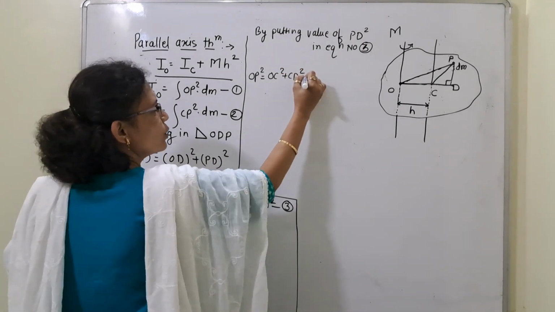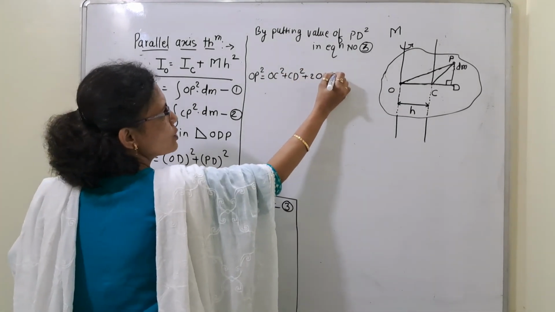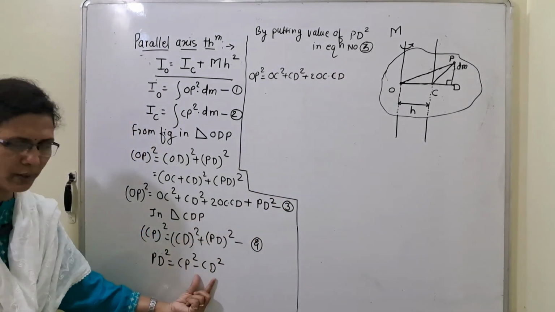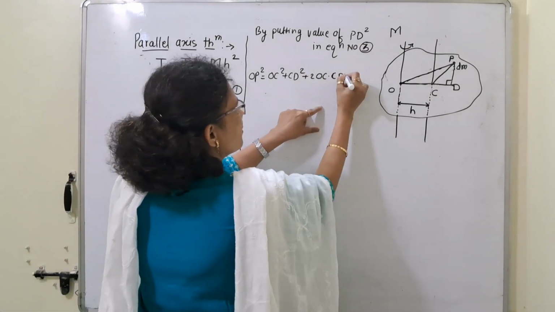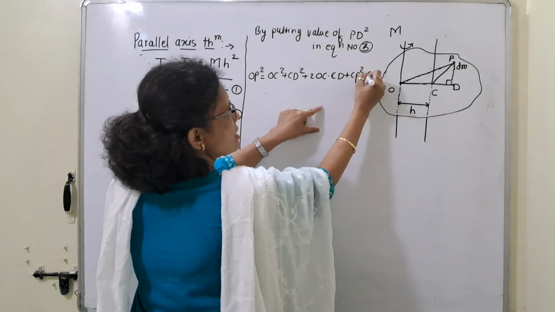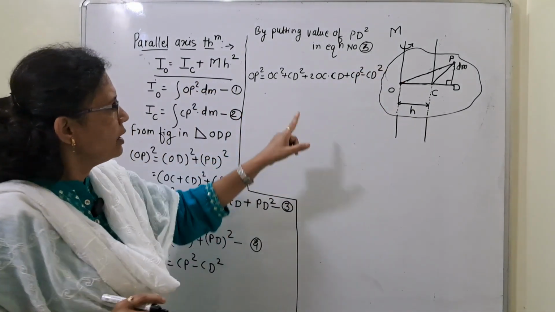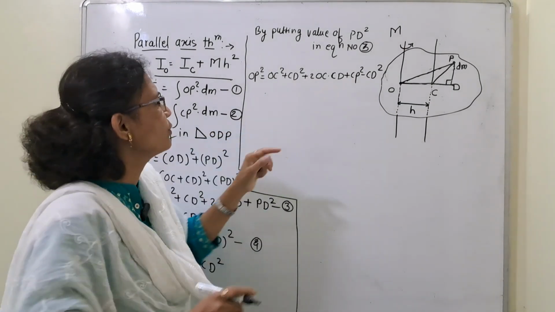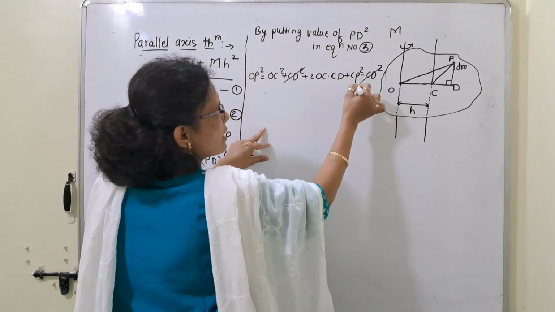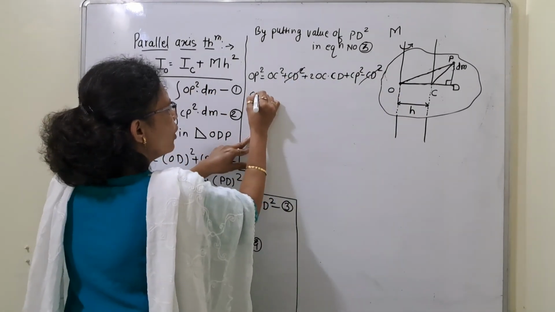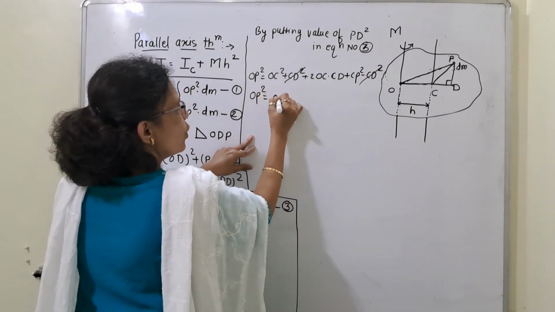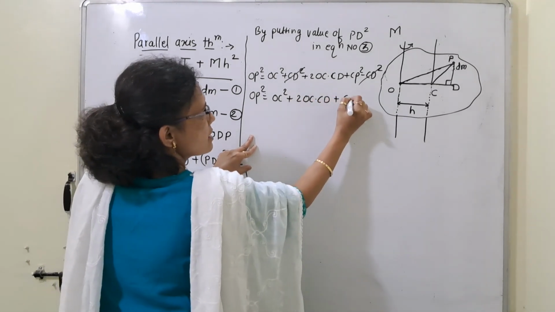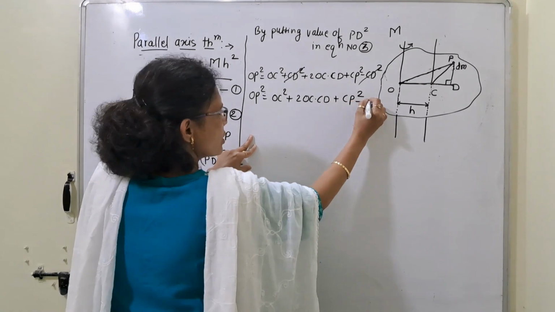plus 2 OC into CD. What is PD square here? CP square minus CD square, plus CP square minus CD square. Now here also CD square, here also minus CD square. Therefore, this CD square will get cancelled with this. What remains? OP square is equal to OC square plus 2 OC CD plus CP square. Equation number 5.